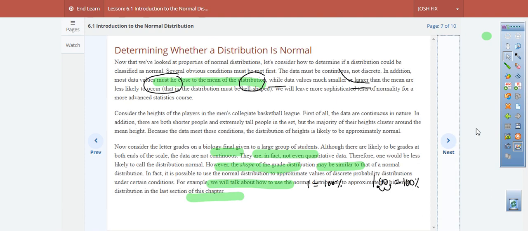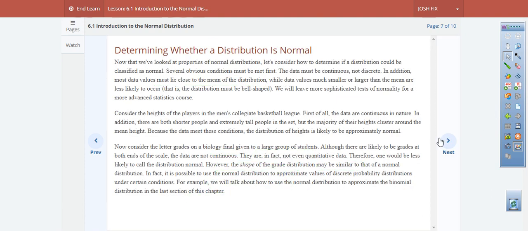Alright, so I want to get through a couple slides here. Determining if something's normal, I think the biggest thing to take out of this slide is that if you're going to be normal, your data must be continuous and not discrete. Your data must be quantitative, like averages, so numbers you can find the average of.